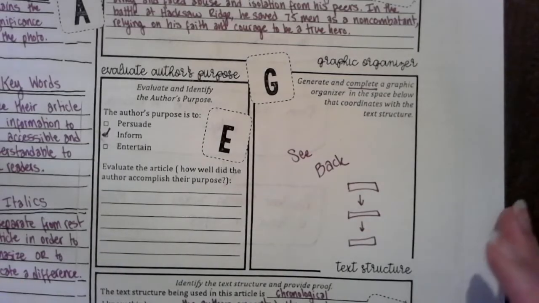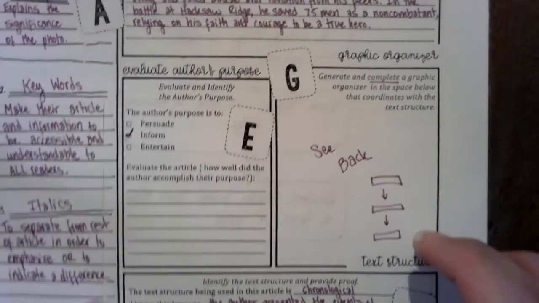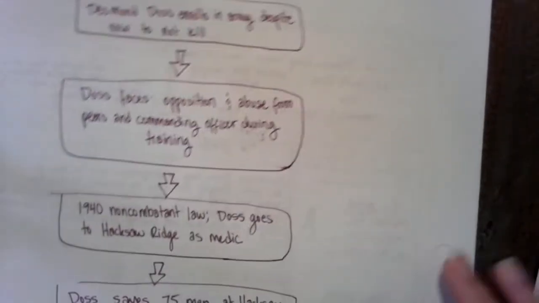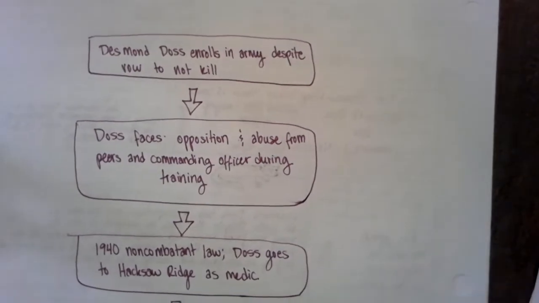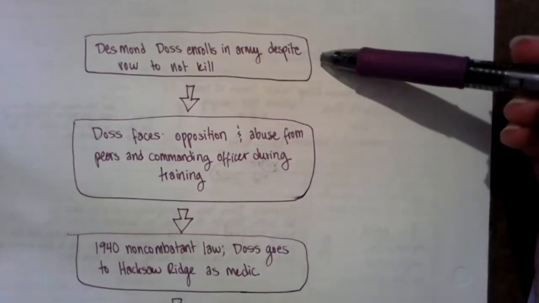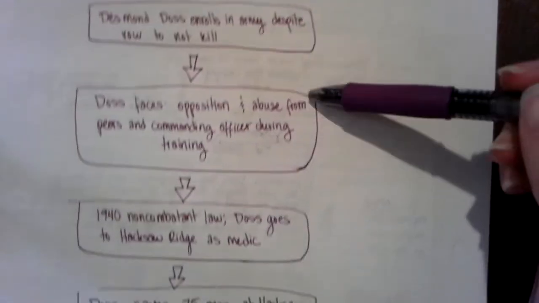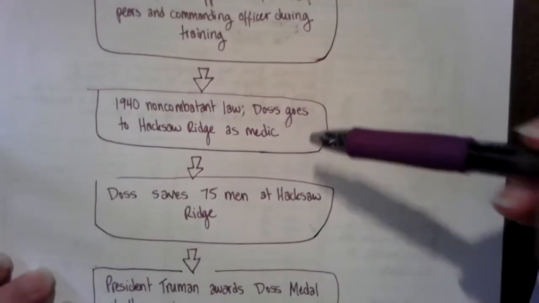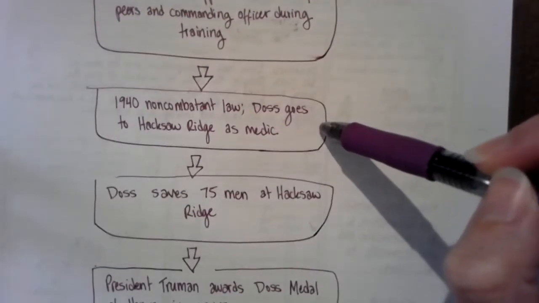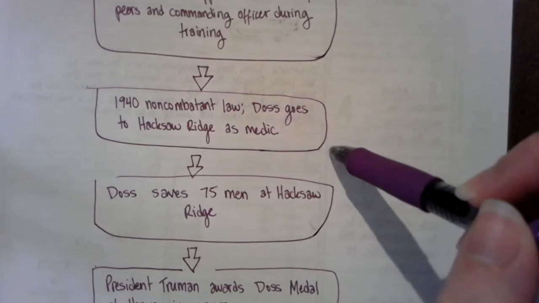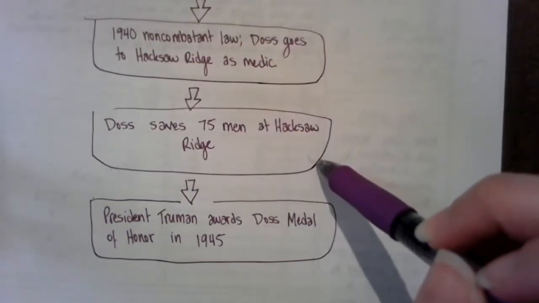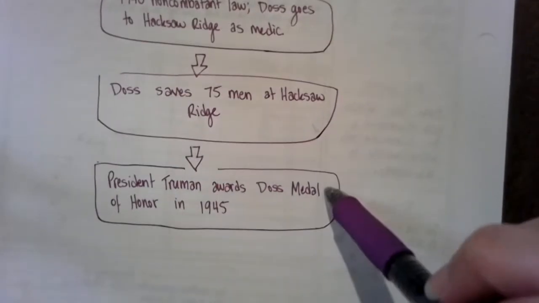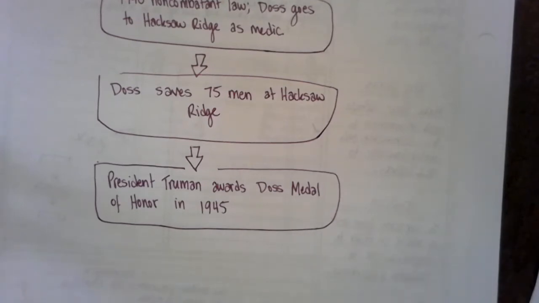All right, we're back. So if you see the back, I had this layout. On the back, I made my graphic organizer. I went through with all the events from the article, starting with Desmond Doss enrolls in the Army despite vow to not kill. Doss faces opposition and abuse from peers and commanding officer during training. A 1940 non-combatant law. Doss goes to Hacksaw Ridge as a medic. Doss saved 75 men at Hacksaw Ridge. President Truman awards Doss Medal of Honor in 1945. And if I wanted to, I could add that he died in 2006.